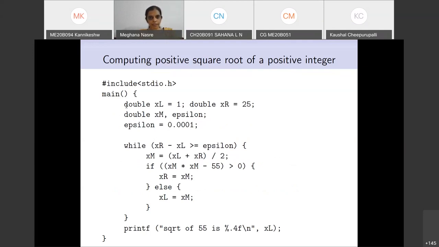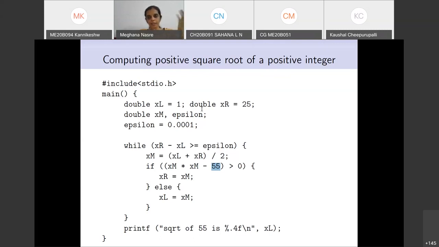So what I have done is define a program that is very specific to computing the square root of 55 alone. Why 55? Because I have not taken any input from the user. I have just hard coded it here. I initialize XL to be 1 and XR to be 25 as I have mentioned, but these two can be taken as initial guesses from the user.